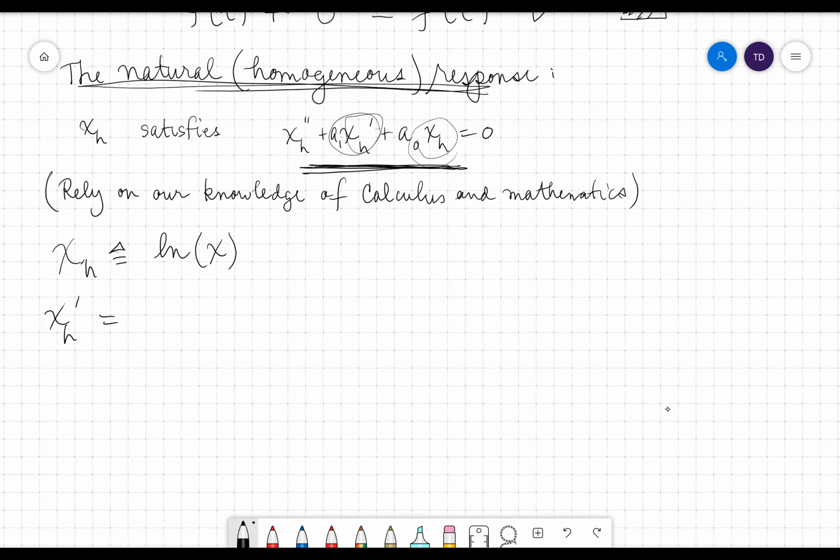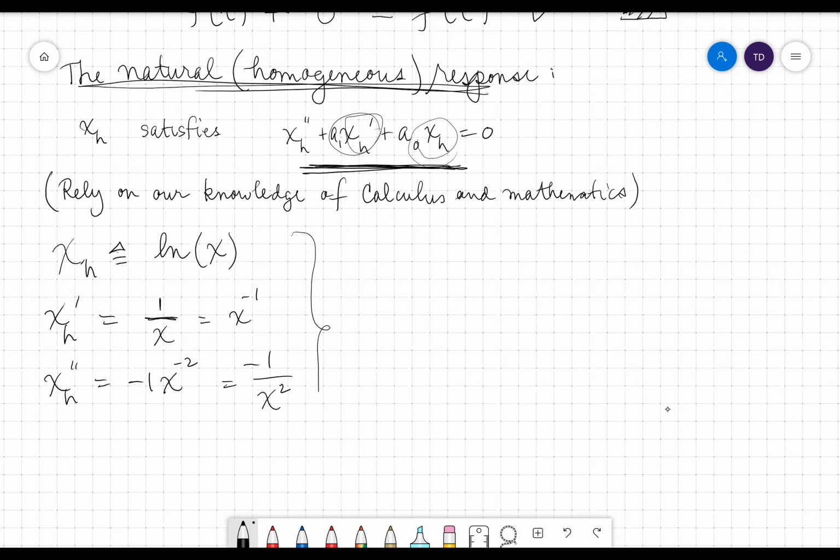What's the derivative of that function? What's the derivative of the natural log of x? The log function? Nope, it's not the log function. Derivative of the natural log. Do you remember the derivative of that function? 1 over x, which is x to the minus 1. And so therefore, the second derivative is equal to minus 1 x to the minus 2, which is equal to minus 1 over x squared.